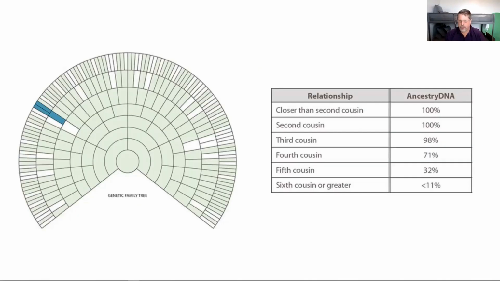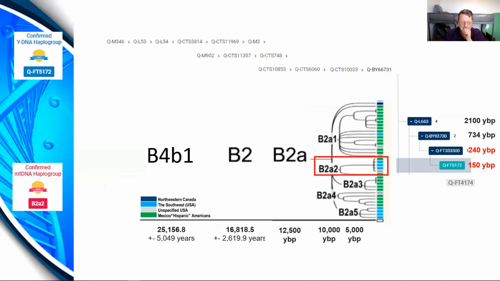All right. And then you can see on the right-hand side what I'm talking about. Once you get to about 5th cousins, this is the percent that's able to get. And then after 6th cousins, it just falls off a cliff and you can't really get a lot of genealogy out of it. So let's talk about mitochondrial DNA really fast.